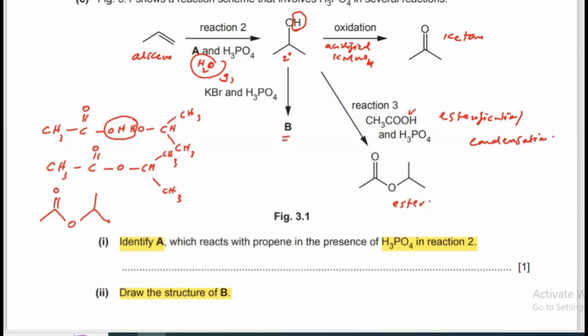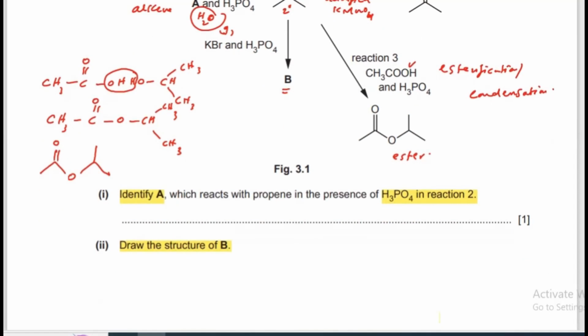Okay, let's start from the question, then we will see what the product P is. Identify the A. We have already talked about A, which reacts with the propene in the presence of phosphoric acid in reaction 2. This is reaction 2, and when you get the alcohol from the alkene, the reagent which is required is steam. So this is steam.